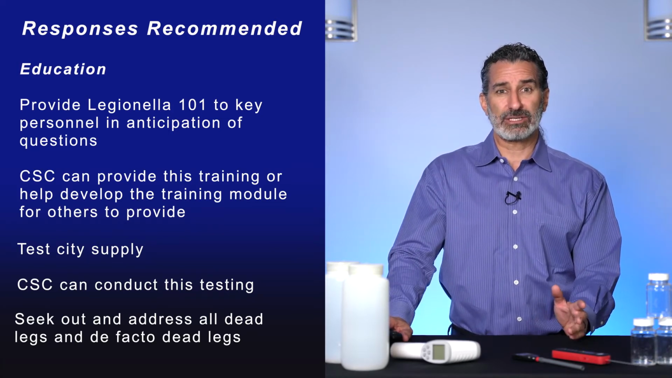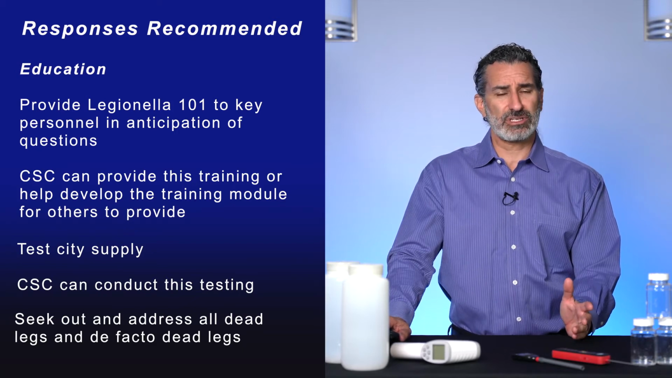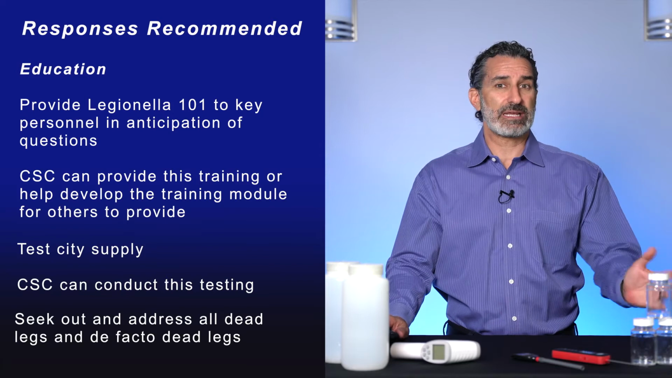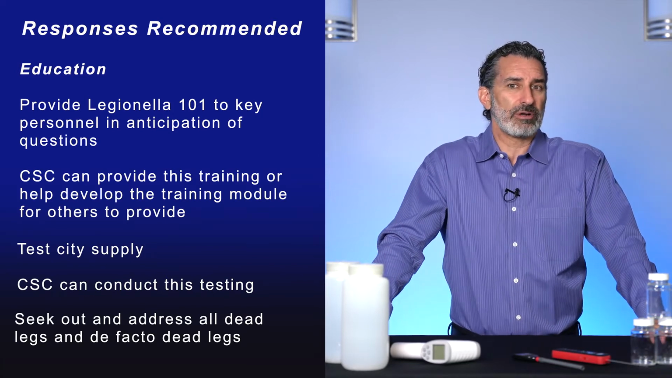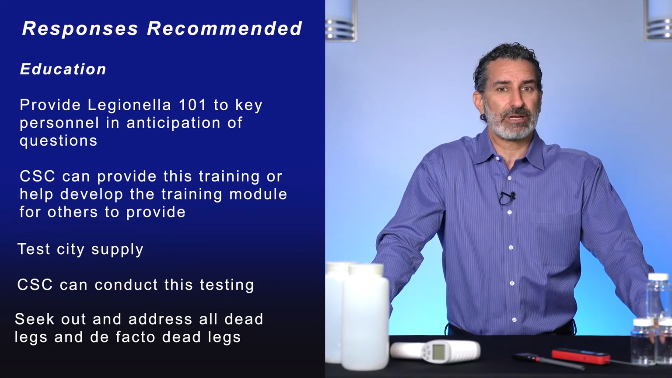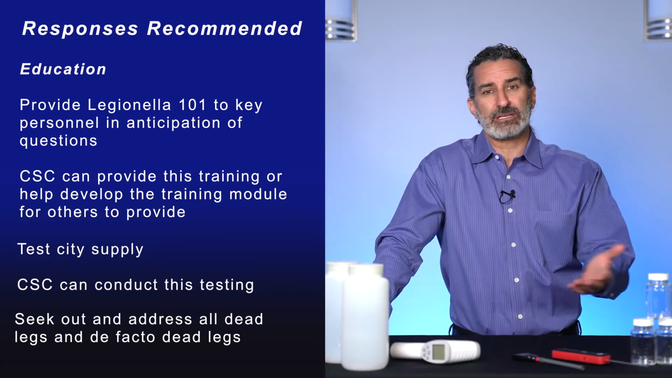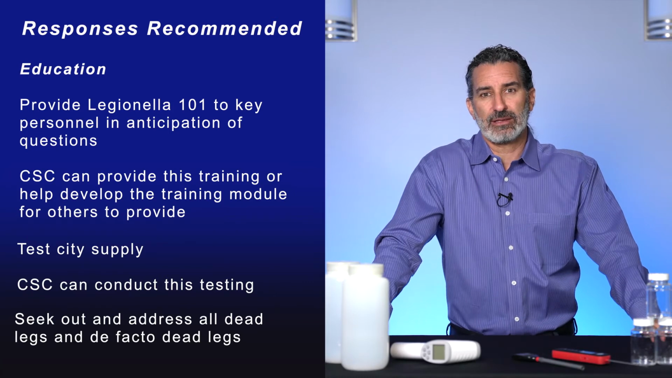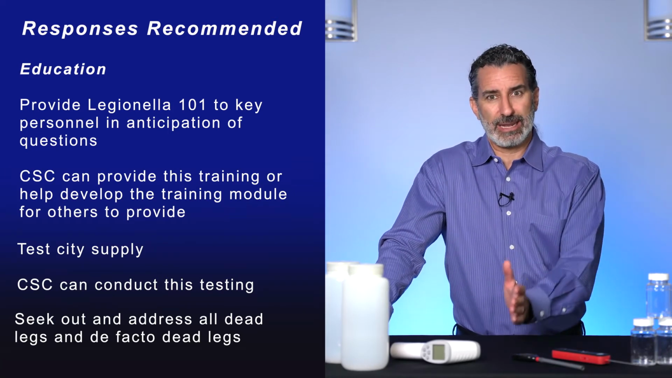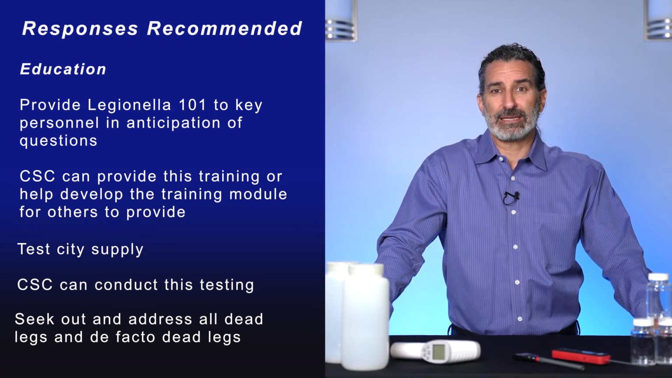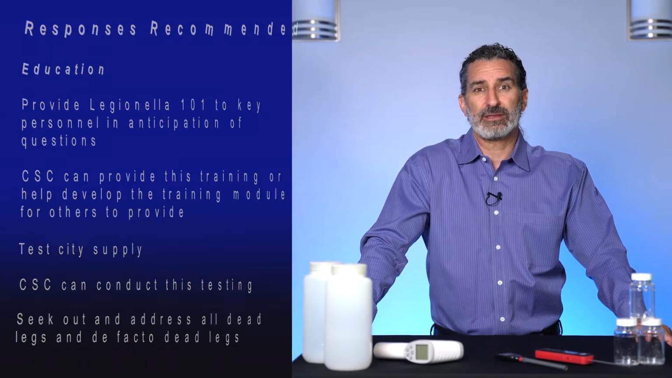De facto dead legs are also a problem. What is a de facto dead leg? A de facto dead leg might be a sink that you don't use because you're a snowbird, or a sink that you don't use because you're an empty nester, or a sink that you don't use because you eat in the cafeteria and you have no reason to use the kitchenette. The water in that line from the sink back to the main line will have stagnation, and that can lead to colonization of Legionnaires disease bacteria in the plumbing system.